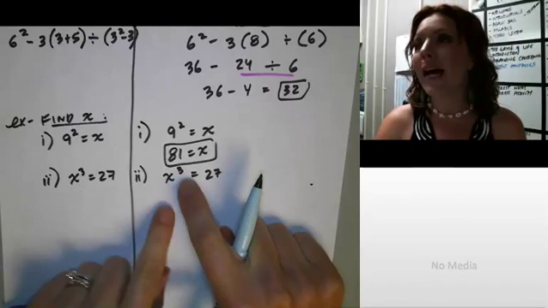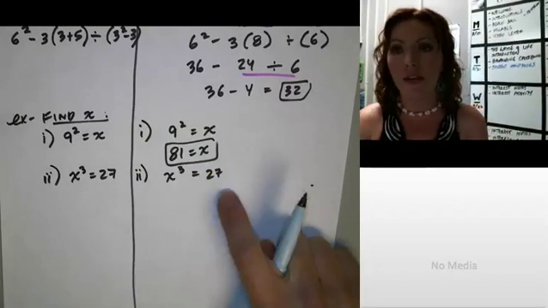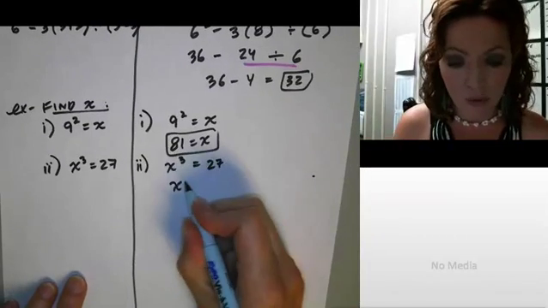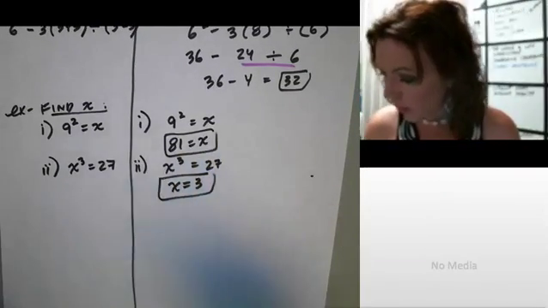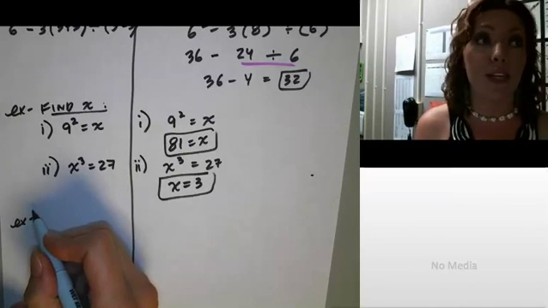Good. So x to the third power represents a number that you multiply by itself 3 times to get 27. The number that you multiply by itself 3 times to get 27 is 3. Okay. We have 2 more examples and then we are finito for the day.